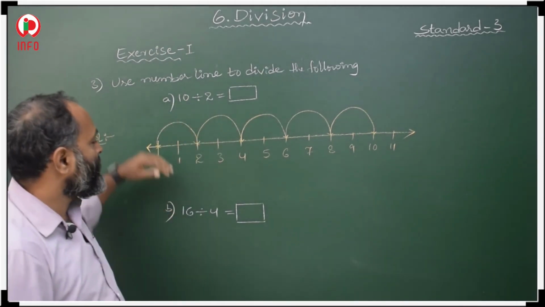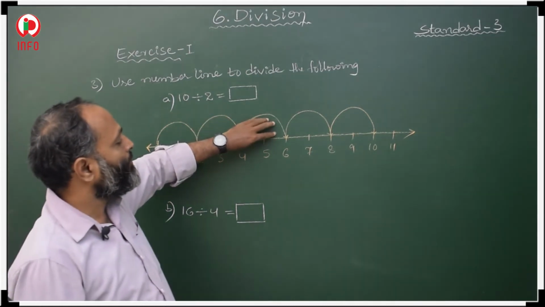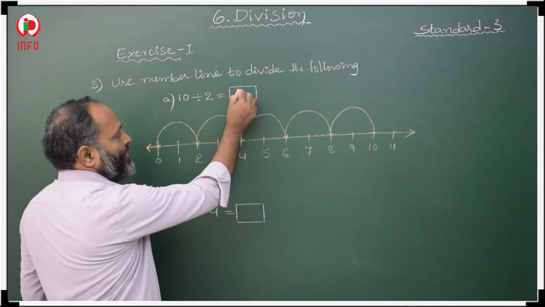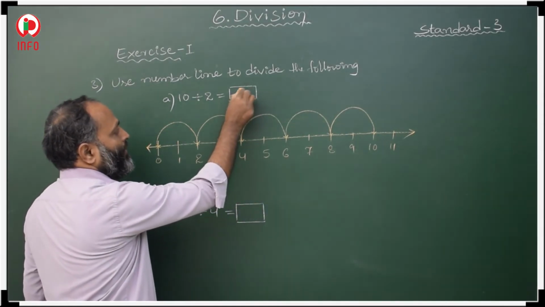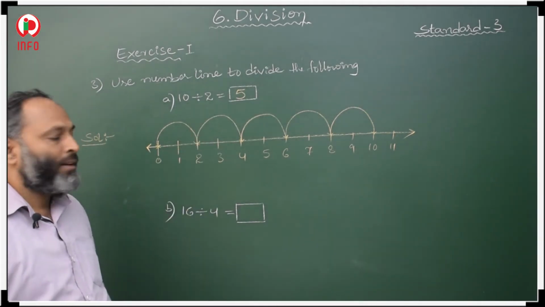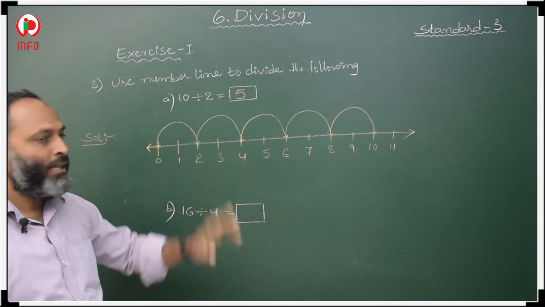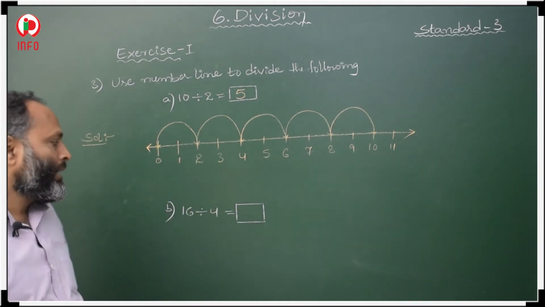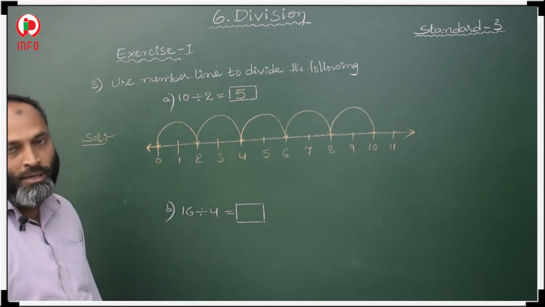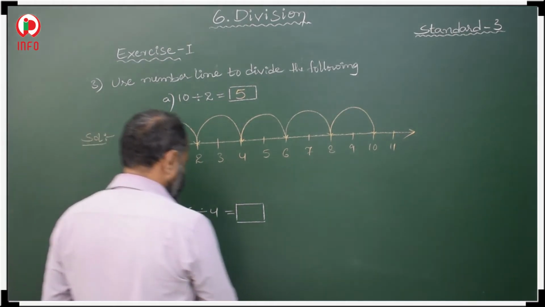Then you count how many jumps. This is our first jump, second jump, third jump, fourth jump, fifth jump. So total 5 jumps. It means our answer is 5 here. 10 divided by 2 is 5. So this is the division on number line. Then next question, 16 divided by 4. First we have to draw a number line.